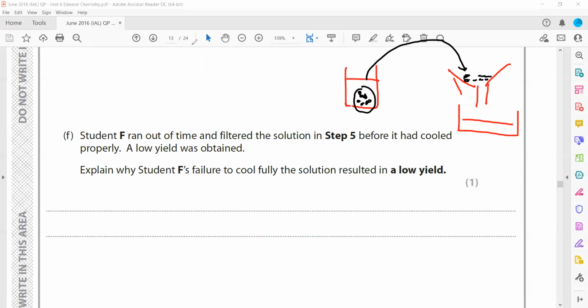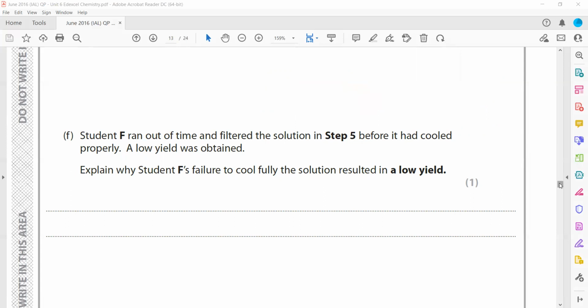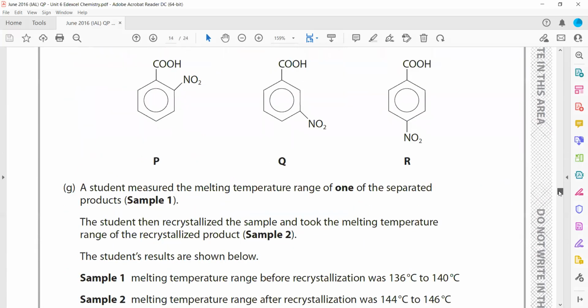But because student F ran out of time, student F did not cool down the solution. If the solution is hot, most of the solute is dissolved and a very small amount of solute is crystallized. So when he carries out the filtration, a small amount of crystals will be on the filter paper. That's why he will get a low yield or smaller amount of product. So solubility changes as we change the temperature.